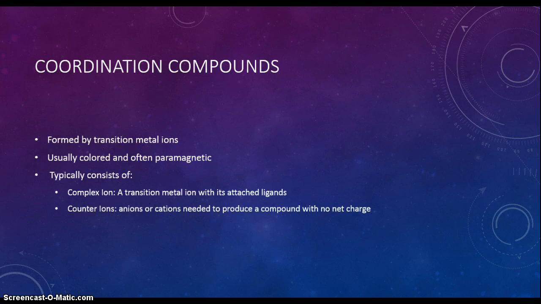Transition metals are typically what form coordination compounds. These compounds are usually colored and they are often paramagnetic. A coordination compound typically consists of a complex ion, which is a transition metal ion with its attached ligands, and counter ions, which are anions or cations that are needed to produce a compound with no net charge.